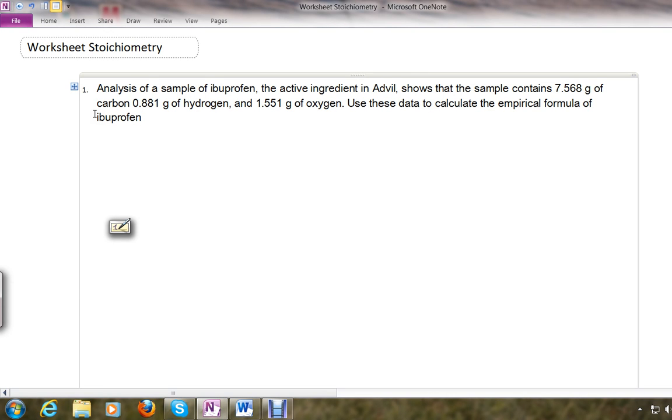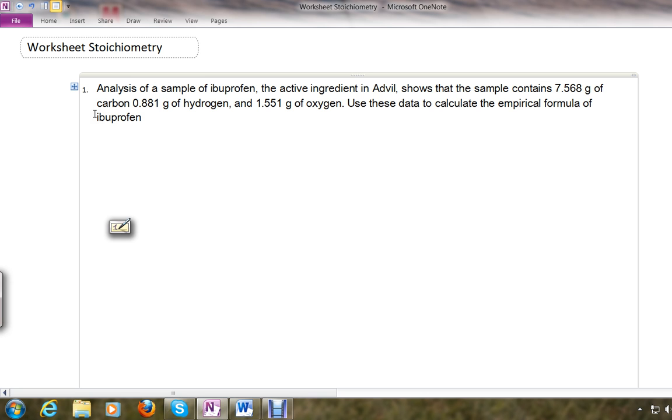We're going to do number, it says number 1 here, but it's supposed to be 5. There are several problems with the same number, and all the numbers are messed up. Let me tell you which one. It's the analysis of a sample of ibuprofen.